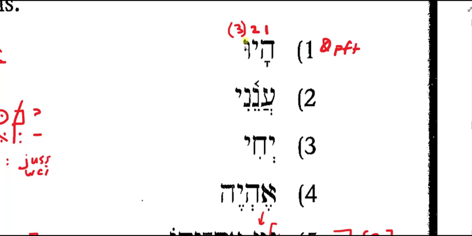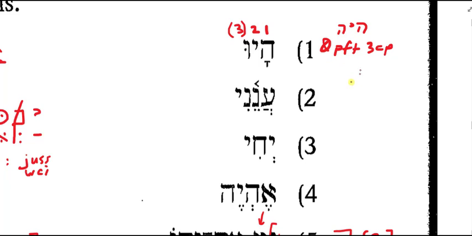In 3-hey verbs, when I have the vocalic endings in the perfect, the mater hey goes away, and I get the shureq here. So that is a third common plural ending of haya. Haya means to be. So hayu, I would want to translate that as they were.